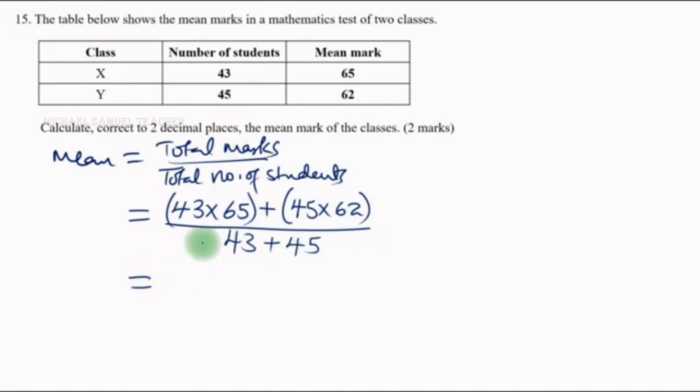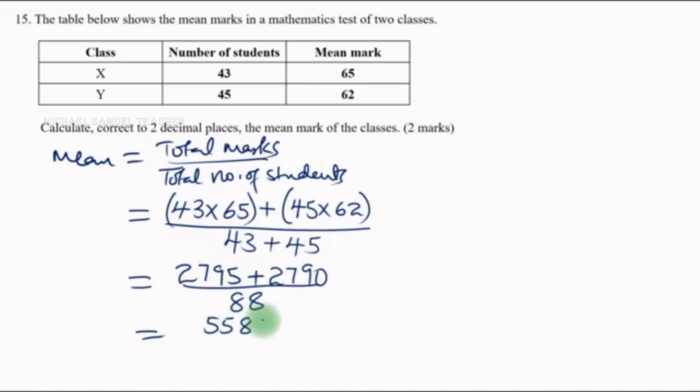So here I'll end up getting 43 times 65, that is 2795, plus 45 times 62, that is 2790. Total number of students is 88. So this is the same as 5585 divided by 88. So we get 63.47, correct to 2 decimal places.